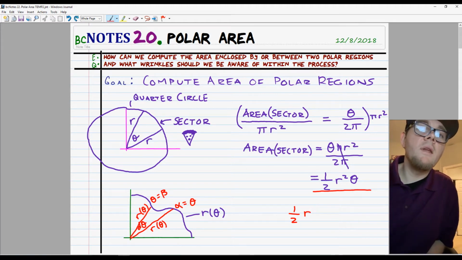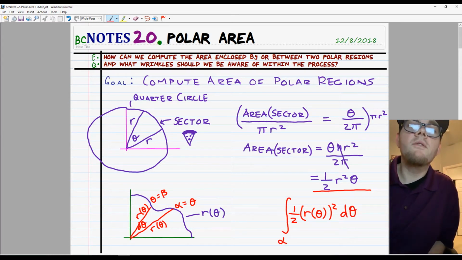But let's even be more specific. Since r of theta is going to be the polar curve itself, we'll let this be r of theta squared d theta. And then all we have to do is integrate that from theta equals alpha, the first angle, to theta equals beta, the second angle. And the only thing I'd change here before you commit that into your notes is I'd go ahead and throw the 1 half out in front. Typically, you'll see it written that way in textbooks, even in my own notes from before.